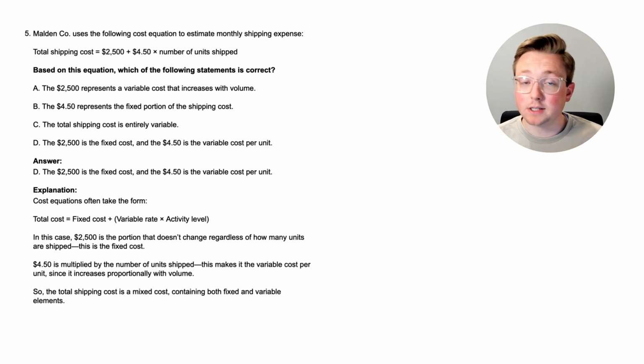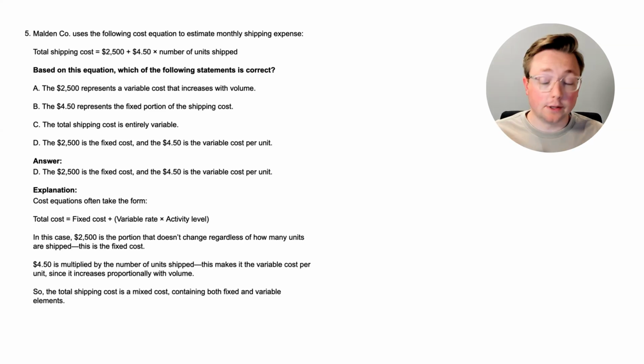So the total shipping cost is basically a mixed cost containing both fixed and variable elements. So again, the fixed cost is probably that static number. The variable cost is going to be something multiplied by X, and the X is going to be the cost driver. And then the total, you can look at it as the mixed cost, which is the fixed plus the variable, and that's the total cost. Of course, total cost is not synonymous with mixed cost, but it basically can be thought of as a mixed cost. So with all that, we learned a lot about fixed, variable, and mixed costs throughout this video.